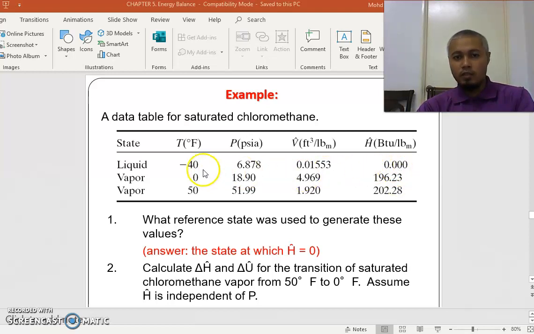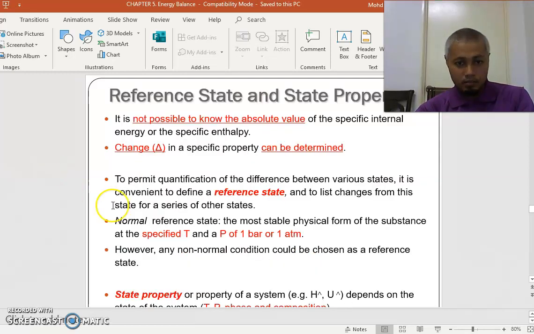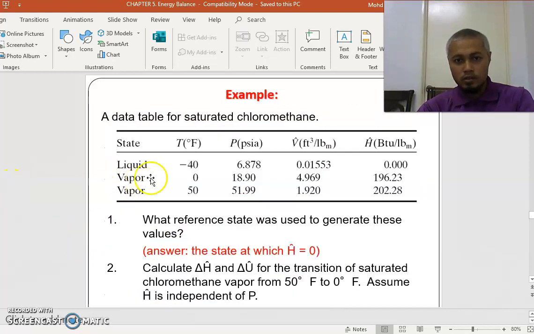We get the specific enthalpy change from -40 to 0 degrees Fahrenheit. The same goes for -40 degrees Fahrenheit to 50 degrees Fahrenheit, where we use 202.28 minus 0, and we get 202.28 BTU per pound. This explains the information which mentions that any non-normal condition could be chosen as a reference state. Not necessarily 0 degrees C and 1 bar. For this case, we use -40 degrees Fahrenheit as the reference state.